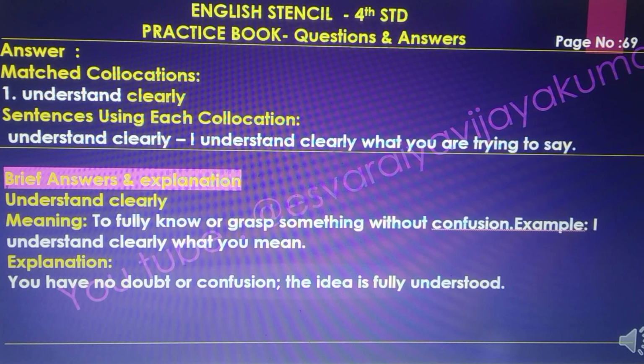And the answer to these questions, first one: understand clearly. A sentence using each collocation. Understand clearly: I understand clearly what you are trying to say. The brief answer and the explanation: understand clearly means to fully know or grasp something without confusion. Example: I understand clearly what you mean. Explanation: I have no doubt or confusion. The idea is fully understood.